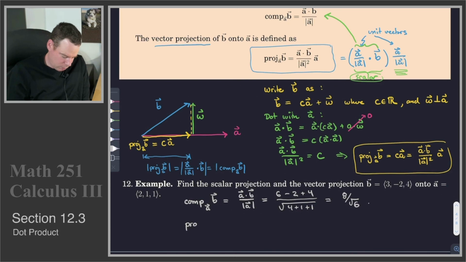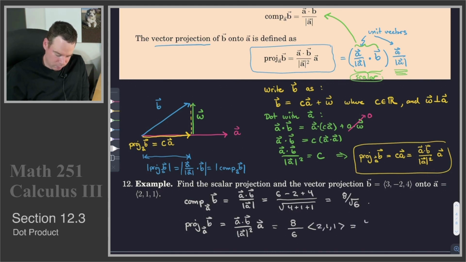And for the projection vector of B in the direction of A, we can work it out as A dot B over the magnitude of A squared times A. Or we could look at it as the component of B in the direction of A times A over the length of A. We'll write it like this: A dot B over the length of A squared. Well, we've already done A dot B, that was 8. The length of A we already computed above, that was root 6, so the square of it would be 6. And then we're multiplying by the vector A, which is 2, 1, 1. And so this becomes 4/3, 2, 1, 1.